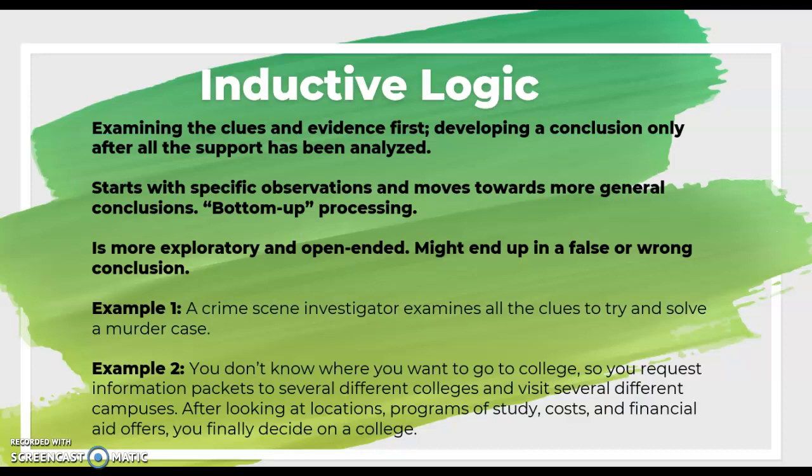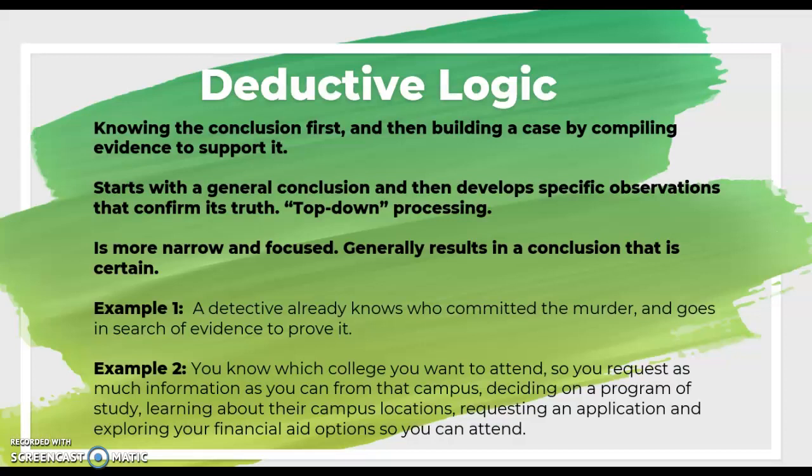This is opposite to deductive logic, which is top-down processing, where you start with a conclusion. Okay, the detective already knows who committed the crime, but they can't convict until they have the evidence to prove it. So you start with the conclusion in mind, the end result, and you build a case kind of backwards by building support for it. So there are a couple of other examples here.